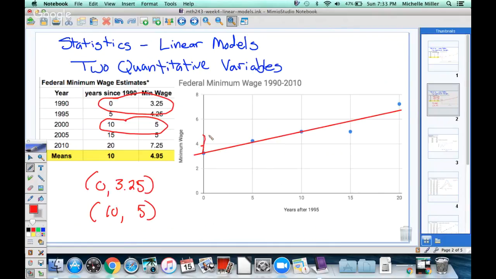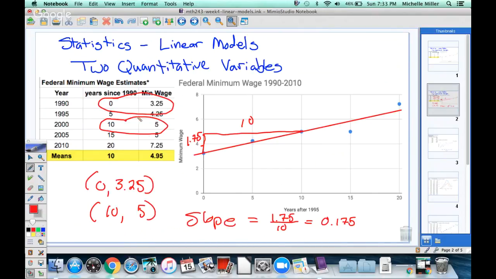So slope is rise over run. So the rise to get from here to here is, let's see, I'm trying to get from 3.25 to 5, so that would be about 1.75. And the run would be 10 years. So my slope, in this case, would be going up 1.75 and dividing by 10, which is approximately 0.175. So I think that's the slope of this line.